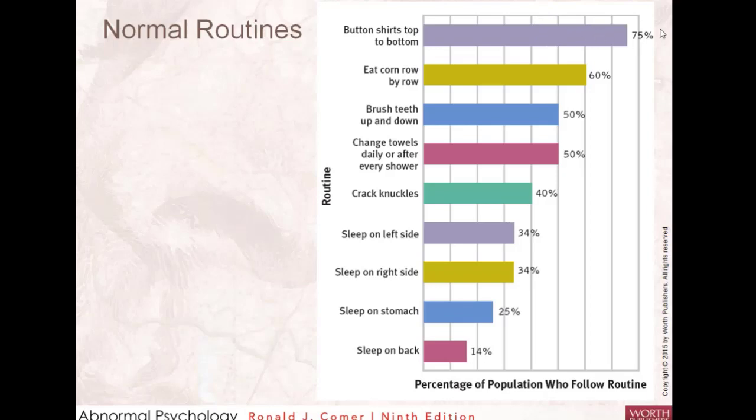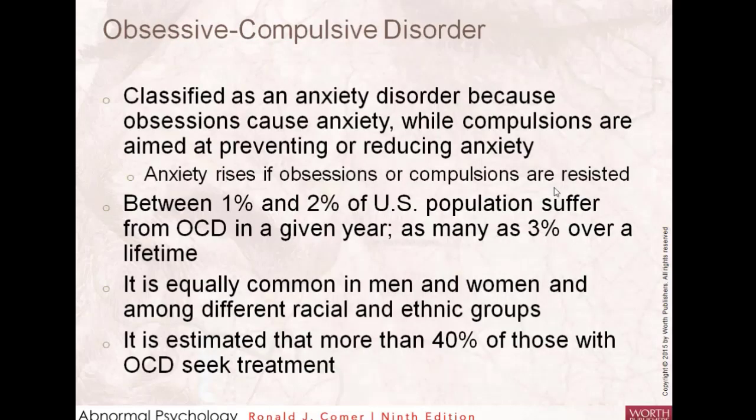Buttoning your shirt from top to bottom. To me, that's weird. I do not button my shirts from top to bottom. I always start at the bottom to make sure I haven't mislined up the buttons, but maybe that's just me. I should not exactly be held up as the case study in normality either, just so you know. Eating corn row by row, I guess I do that. Brush your teeth up and down. What other way would you brush your teeth? I don't know. Change towels daily. Yeah, I kind of have a laundry thing, so that's totally me. But these are just some examples of some normal routines. You have a routine that you like to do, you're human. Not a problem unless it's taking up a lot of time and causing a lot of dysfunction and distress.